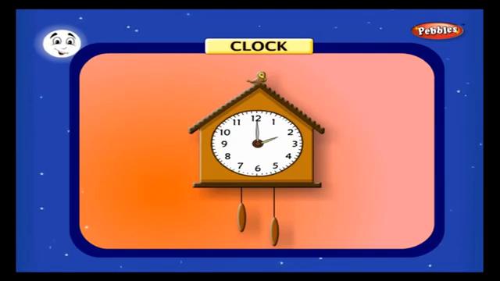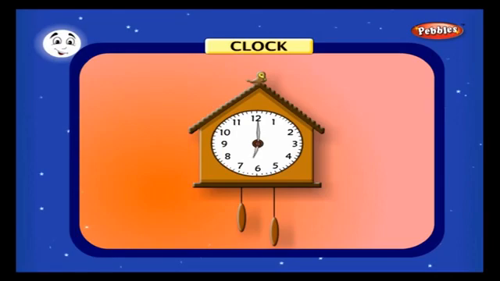The time taken by the long hand to move from one division to the other is called a minute. The minute hand takes 5 minutes to move from one number to another. The hour hand takes 60 minutes, that is 1 hour, to move from one number to another.